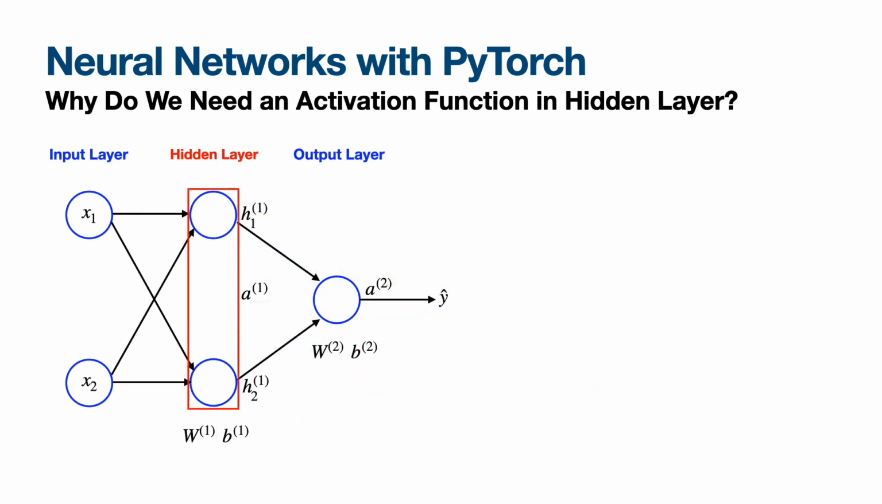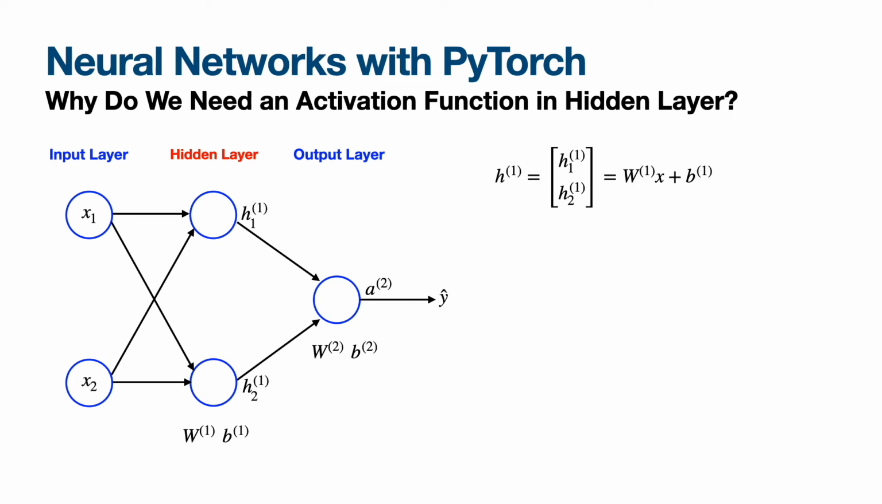But you may still ask, why do we need an activation function in each hidden layer? Can we only have one activation function in the output layer and be done with it? Let's remove the activation function from the hidden layer and see what happens, shall we? The hidden layer performs the linear operation without an activation function to produce an output, which becomes an input to the output layer.